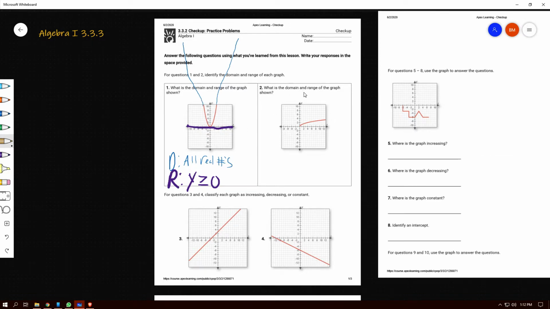Now let's do domains. We're looking at x's and y's. So I can see that this graph kind of stops there. So I'm going to take and draw my line right. Oh, that's a bad line.